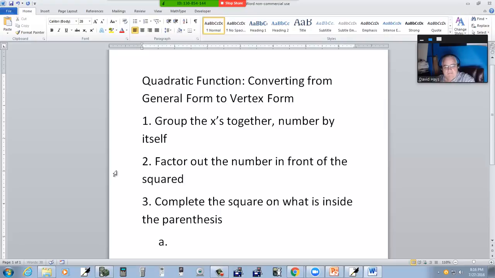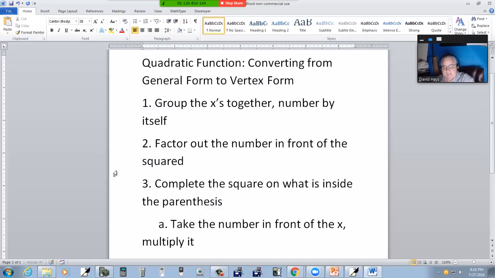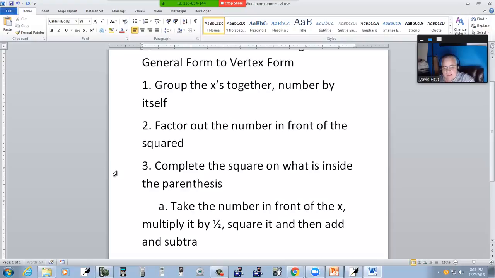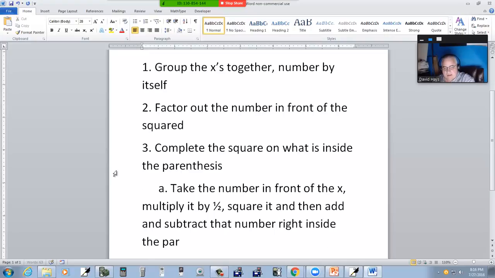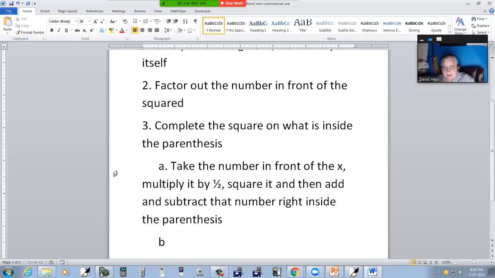And how we do that is we take the number in front of the x, multiply it by 1/2, square it, and then add and subtract that number right inside the parentheses. Okay, so take the number in front of the x, multiply by 1/2, square it, then add and subtract that number right inside the parentheses.